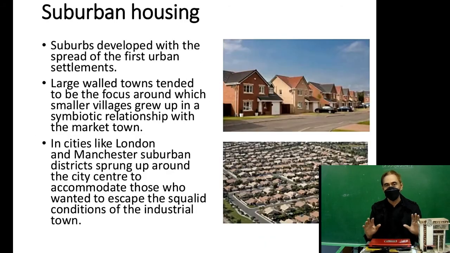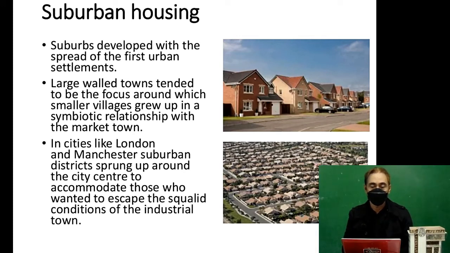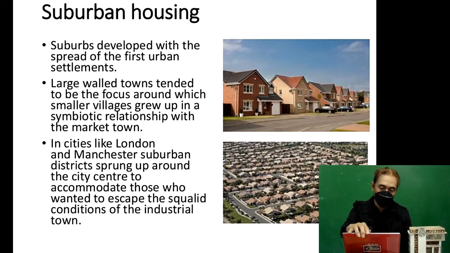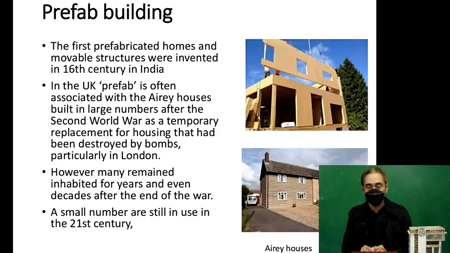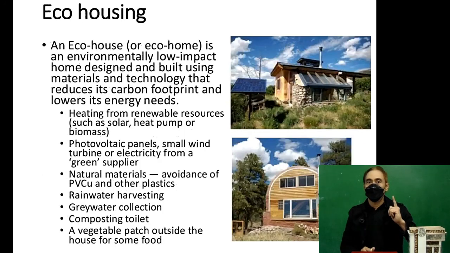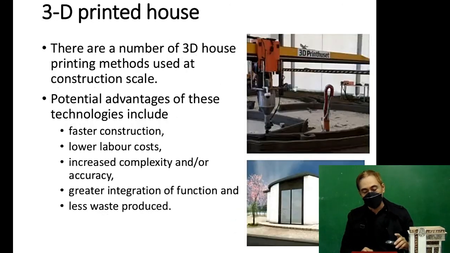So what was once medieval architecture has now evolved into what we call modern housing or modern architecture, like these suburban or village houses, prefab construction or prefab building, and eco housing. We also have a new technology in 3D printed houses.